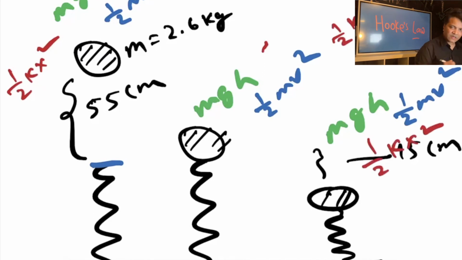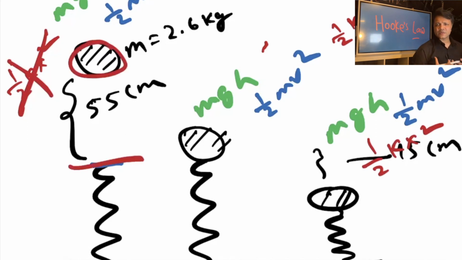Now I'm going to just give you the idea of how to solve this one. This one you do not have half kx square. Why? Because the ball did not touch the spring. How can you have a spring potential energy when the ball and a spring are not touching each other?